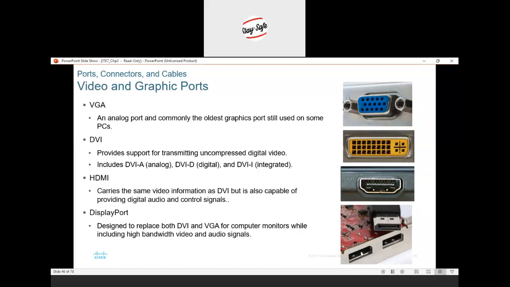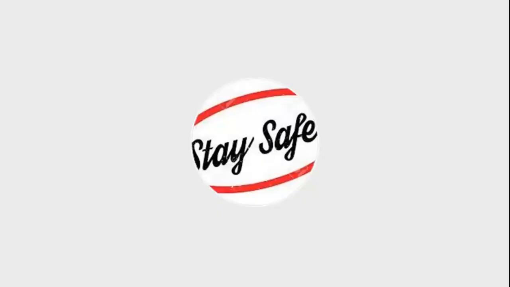So you can see the ports there. And this is just to show us different connectors and ports and cables.